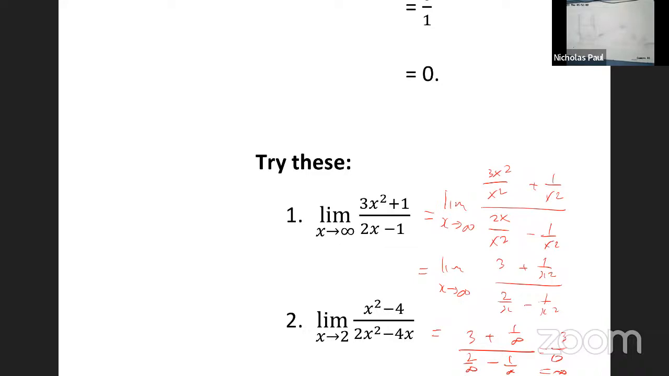Yeah, when you divide by the highest power. All right, that was a bad example. Try part 2. It's supposed to be the other way around, 2x plus 1 on top. Right, try number 2.